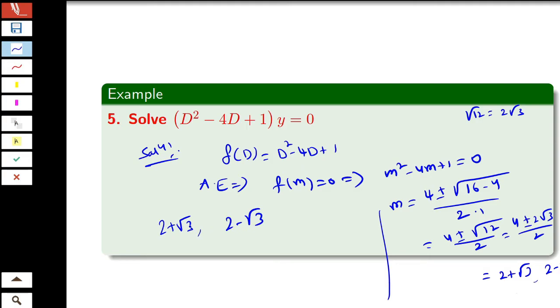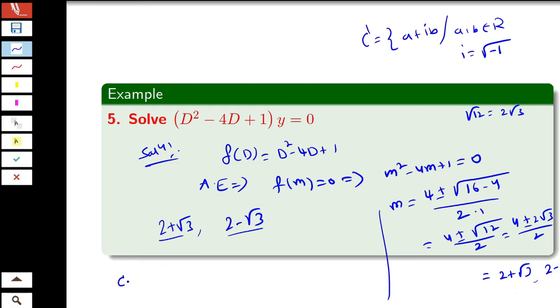Generally students will confuse about this. This actually represents real roots only. What is the complex system? It is of the form a plus ib, where a, b belong to real numbers. So here, what does i represent? i means square root of minus 1. Here we got square root of 12 only, so there is no i, which means it is real. And is it distinct? Yes, 2 plus root 3, 2 minus root 3.